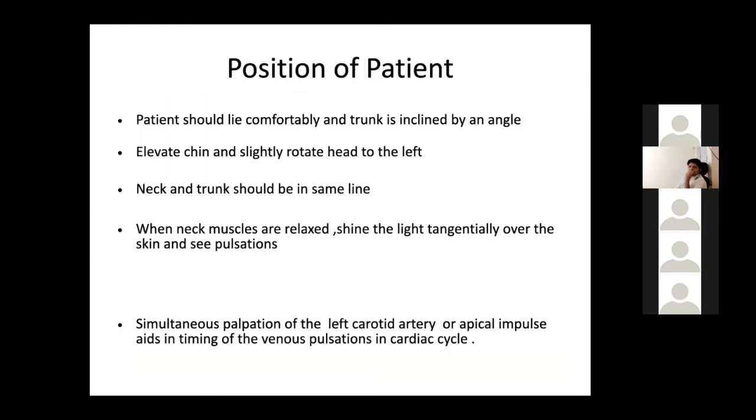Now, how do you see it? You should ask the patient to lie down comfortably, elevate the chin and slightly rotate the head. You should not make much tension on the head. Some degree, 30 degrees is enough, and the neck and trunk should be in the same line. When the neck muscles are relaxed, you should always try to use a light. Shine the light tangentially across the skin. You should not put it from the anterior or from the posterior. You should put it tangentially and see the pulsations.